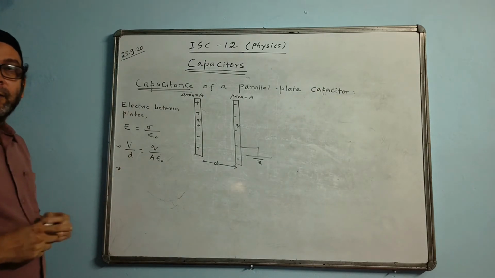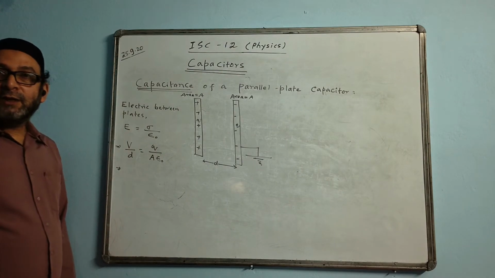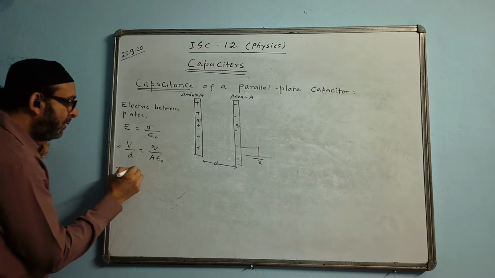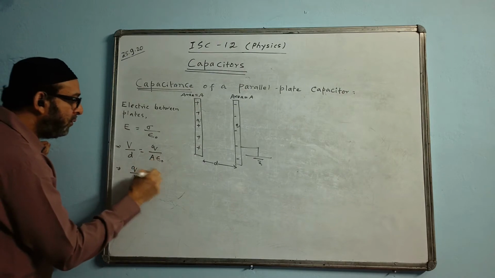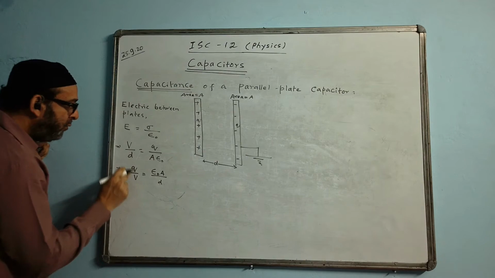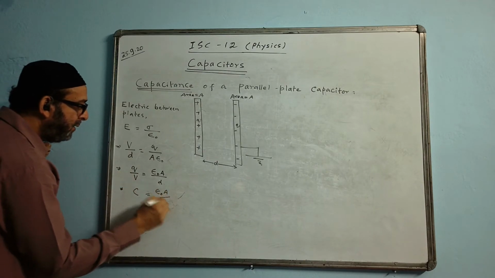Charge upon area. We'll be doing Q by V. The Q by V ratio will give the value of C. Make Q by V the subject. This will come here: Q by V equal to Q upon V will be equal to epsilon naught A by D. And Q by V we can call C, epsilon naught A by D.